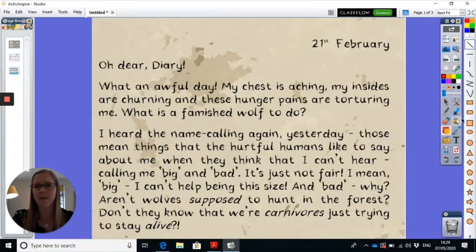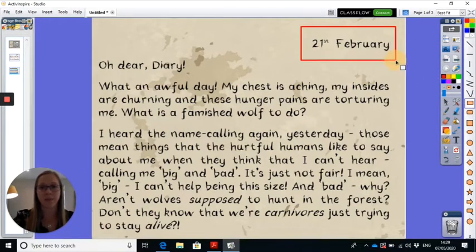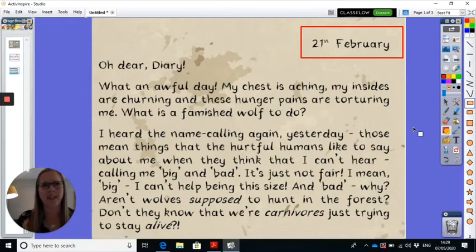So let's have a look at some of the features that we've got here. To begin with, up here we've got 21st of February. It starts with a date, so the diary is telling you when it was written. That's really important so that you can sequence. If you had more than one diary entry, you could sequence it, so that you know when it was written. In your diary entry that you're writing today, you can make that up. It doesn't have to be a date. You could just write the day of the week.